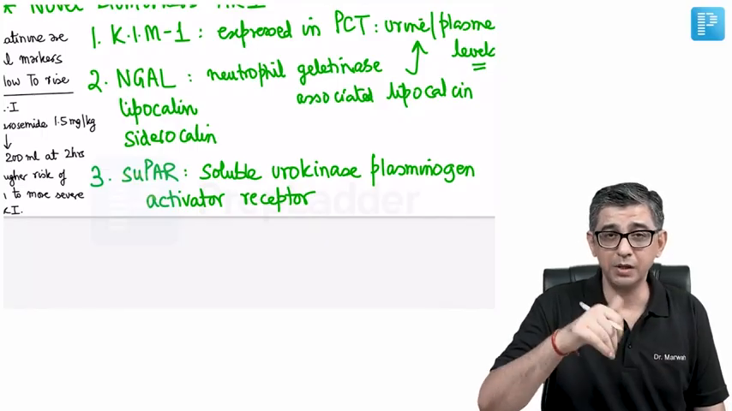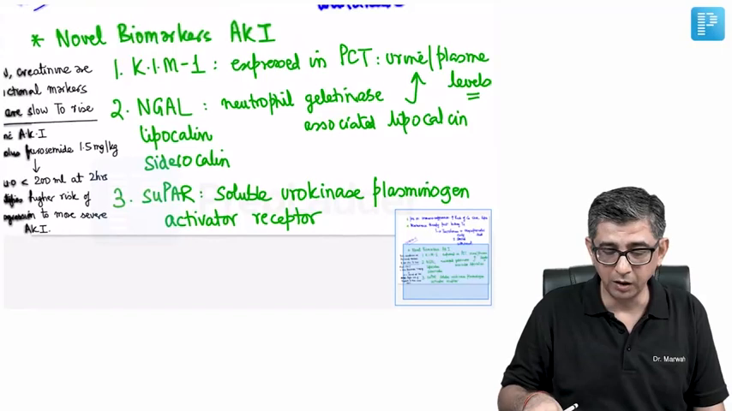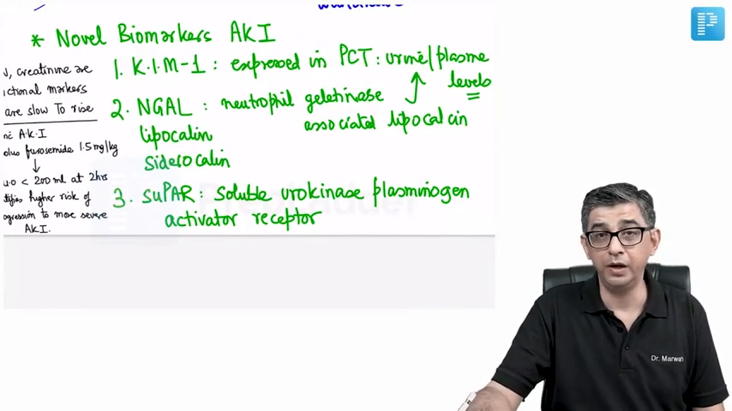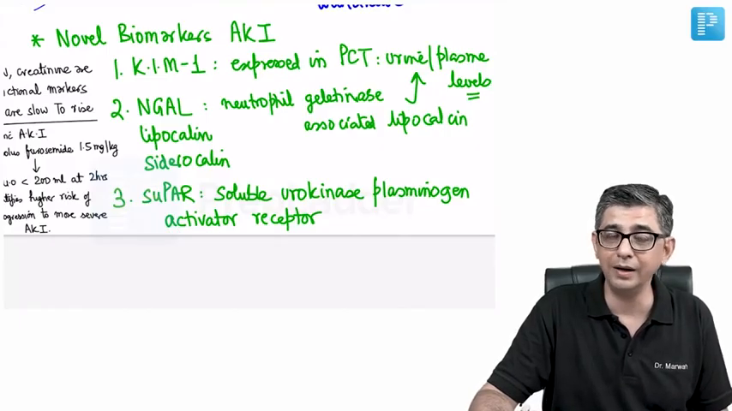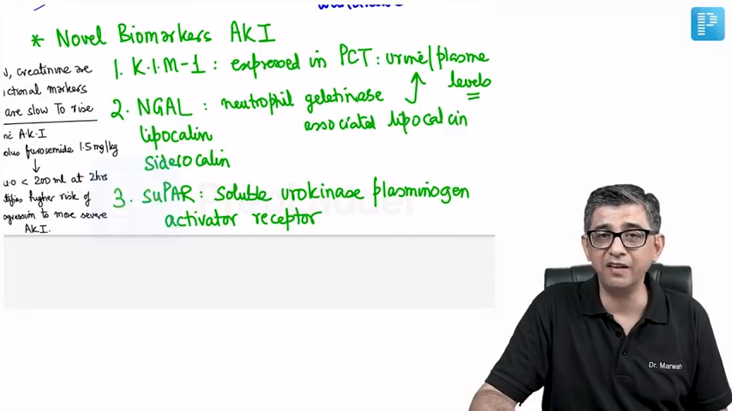So you need to remember three names. KIM1, NGAL and SUPAR are novel biomarkers for acute kidney injury. Just like in MI, troponin I and troponin T help in early diagnosis. Earlier we were having CPK-MB only. Now we have early diagnosis available. We can diagnose MI in the first hour with the help of HFABP.